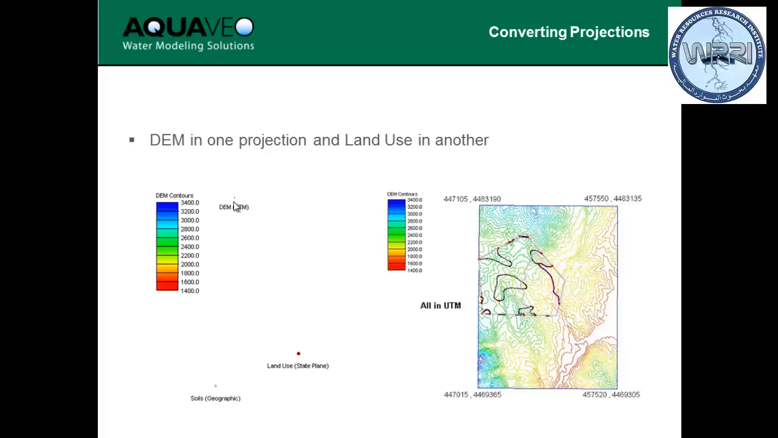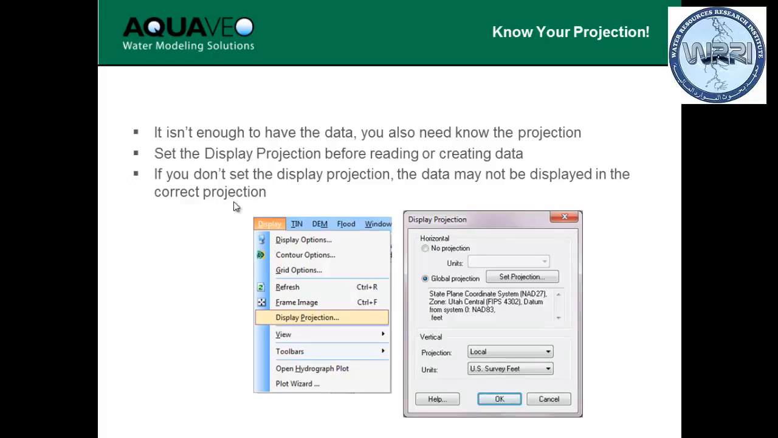And so what you do is you decide what projection you're going to use, and you can either convert all of your data to that projection, or when you bring it into WMS, WMS is going to automatically convert it if the projection is defined. If WMS can't figure out the projection though, then you'll have to manually convert the data. And I'll show you how you do some of that stuff. So it's important that whenever you start a model, you know what projection you're working in. Otherwise everything won't line up.